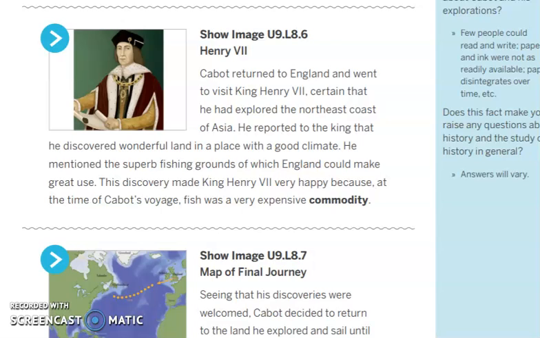Cabot returned to England and went to visit King Henry VII, certain that he had explored the northeast coast of Asia. He reported to the king that he discovered wonderful land in a place with a good climate. He mentioned the superb fishing grounds of which England could make great use. This discovery made King Henry VII very happy because at that time of Cabot's voyage, fish was a very expensive commodity.